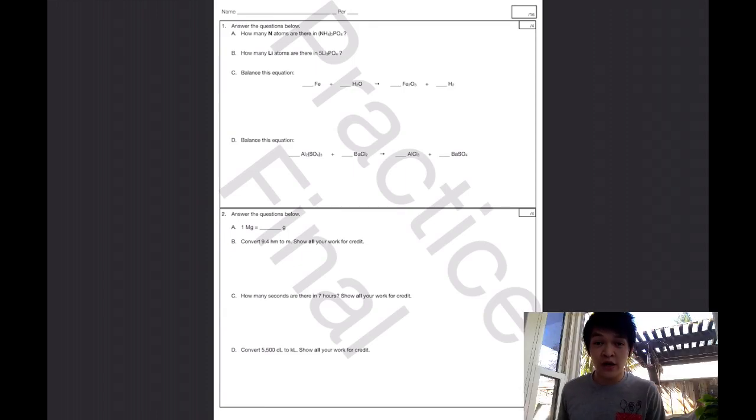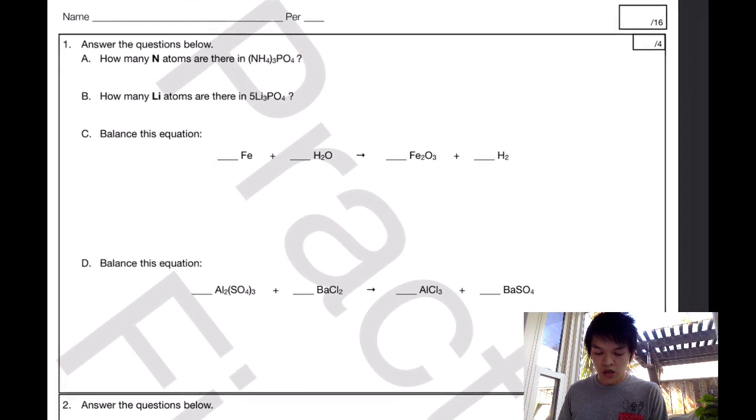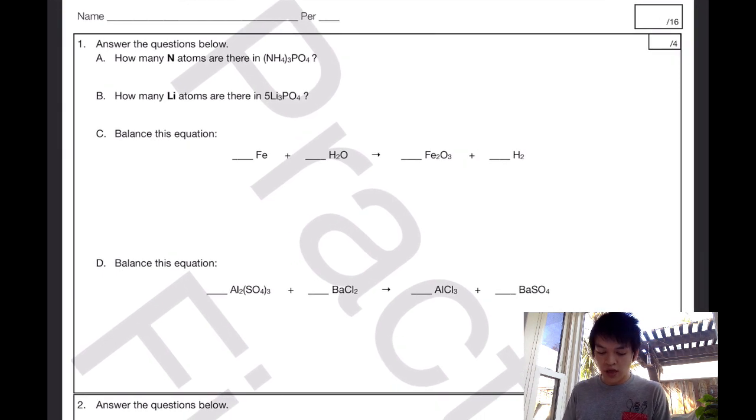Hey guys, today we're looking at our practice final, and there's really only four things that we want to go over. So let's just get straight into it. The first question says to answer the questions below. How many nitrogen atoms are there in (NH4)3PO4?